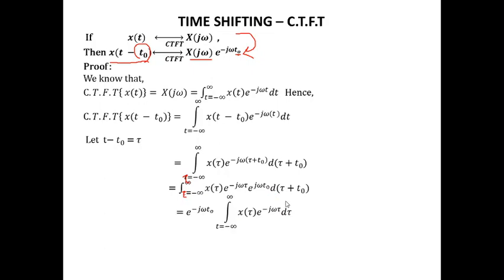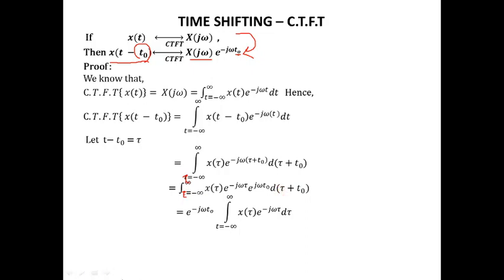So the next step is, we are going to bring out the constant of integration over here. What is the constant here? E power minus j omega t naught is constant, right? So we are bringing e power minus j omega t naught outside, x of tau, e power minus j omega tau, d tau. dt naught will not have an impact because t naught is a constant, so the differentiation of a constant will be 0. So simply we'll be having d tau.